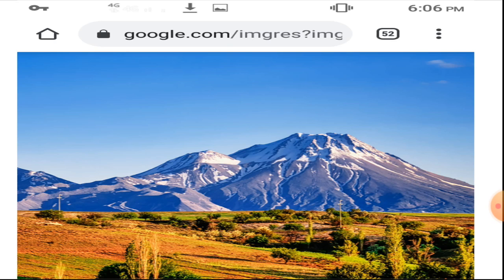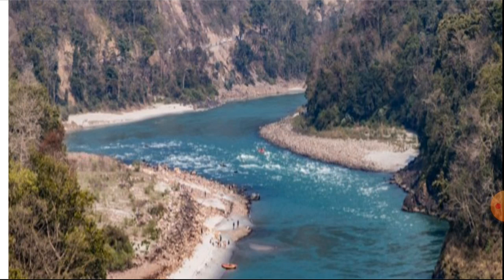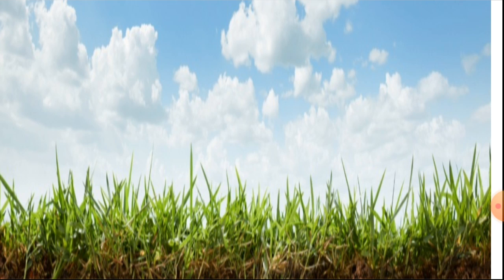The geographical feature is mountains. The next one, river. River is another example of the natural environment. Then the next one, yes, this is the soil or the grass. These are examples of the natural environment. So in the natural environment, first we have mountains, then rivers, then plants.